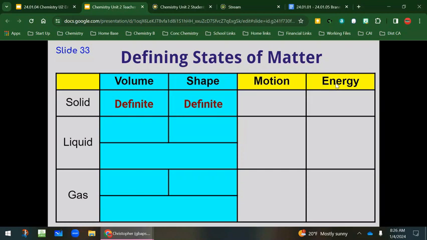Now, what happens all the time is somebody says, well, Mr. Brandt, I could take and break that stapler. Then it doesn't have a definite shape. Yes, it still has a definite shape. You have just changed it. Okay? You have just changed it, but it still has a definite shape.